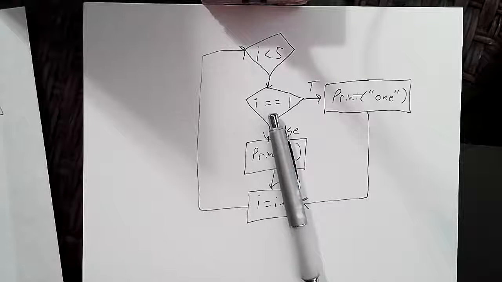Okay, so it says 0 and then 1 and then 2. So it didn't print the number 1 because it was going to do one thing or the other.